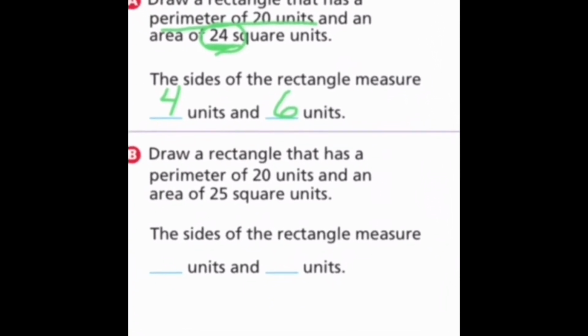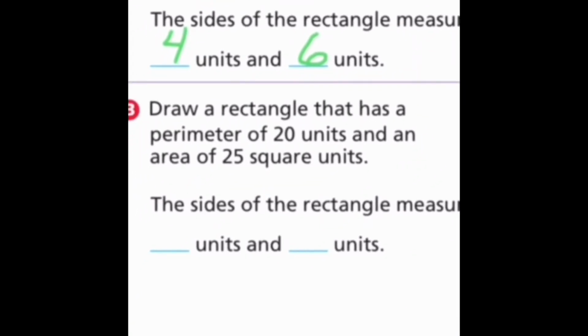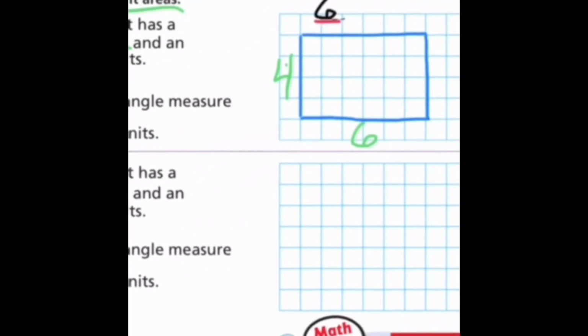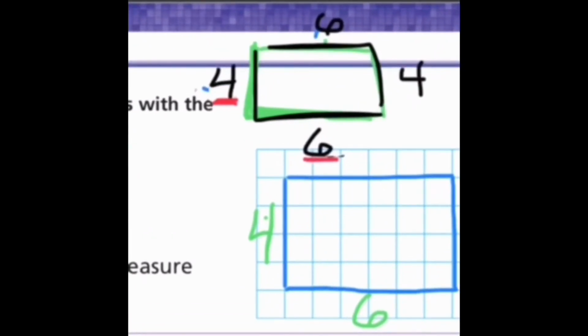Right, we're going to draw a new rectangle. Still a perimeter of 20, but an area of 25 square units. So, again, the perimeter of 20, if I work my way halfway around my rectangle, let's erase the numbers here.